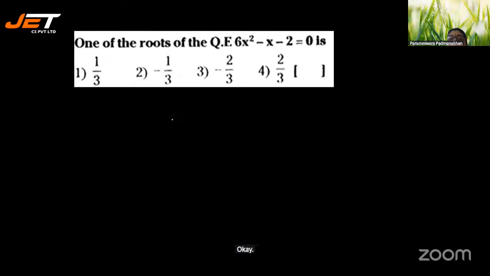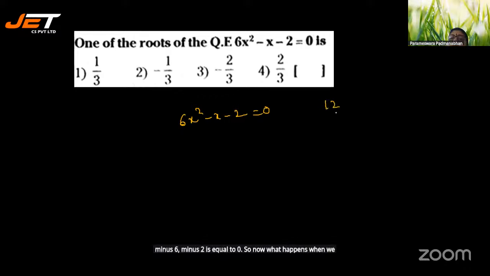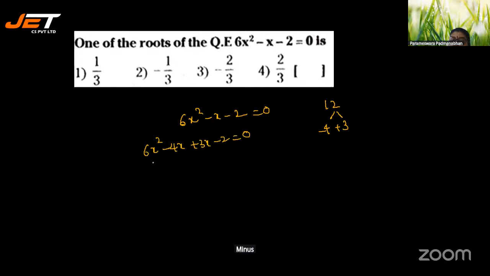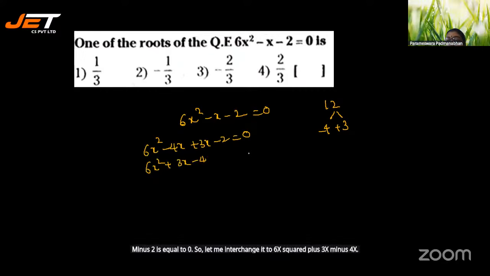Okay, so I have 6x squared minus x minus 2 is equal to 0. Now what happens when we factorize it? 6 2s are 12. So probably I can say 4 and 3, minus 4 plus 3 which will be minus 1, isn't it? So 6x squared minus 4x plus 3x minus 2 is equal to 0. Let me interchange it to 6x squared plus 3x minus 4x minus 2 is equal to 0.